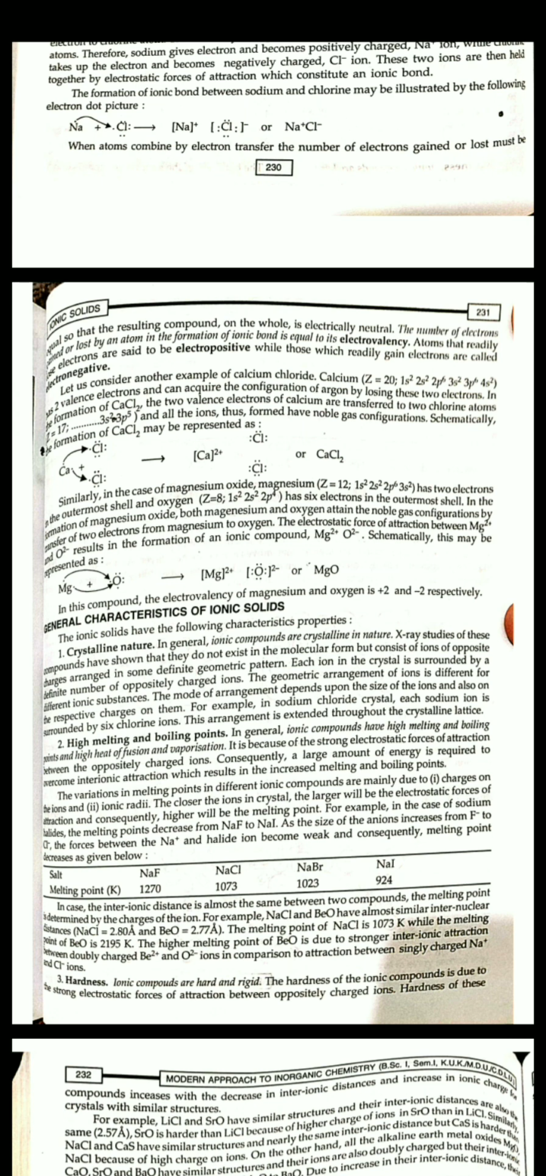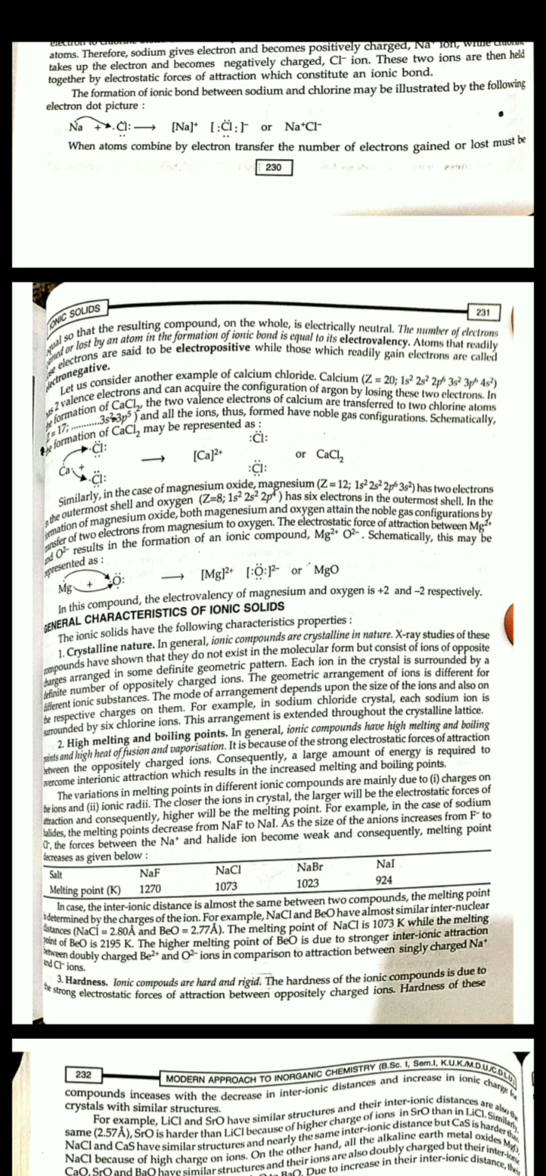Second, high melting and boiling points. In general, ionic compounds have high melting and boiling points and high heat of fusion and vaporization. It is because of the strong electrostatic forces of attraction between the oppositely charged ions.